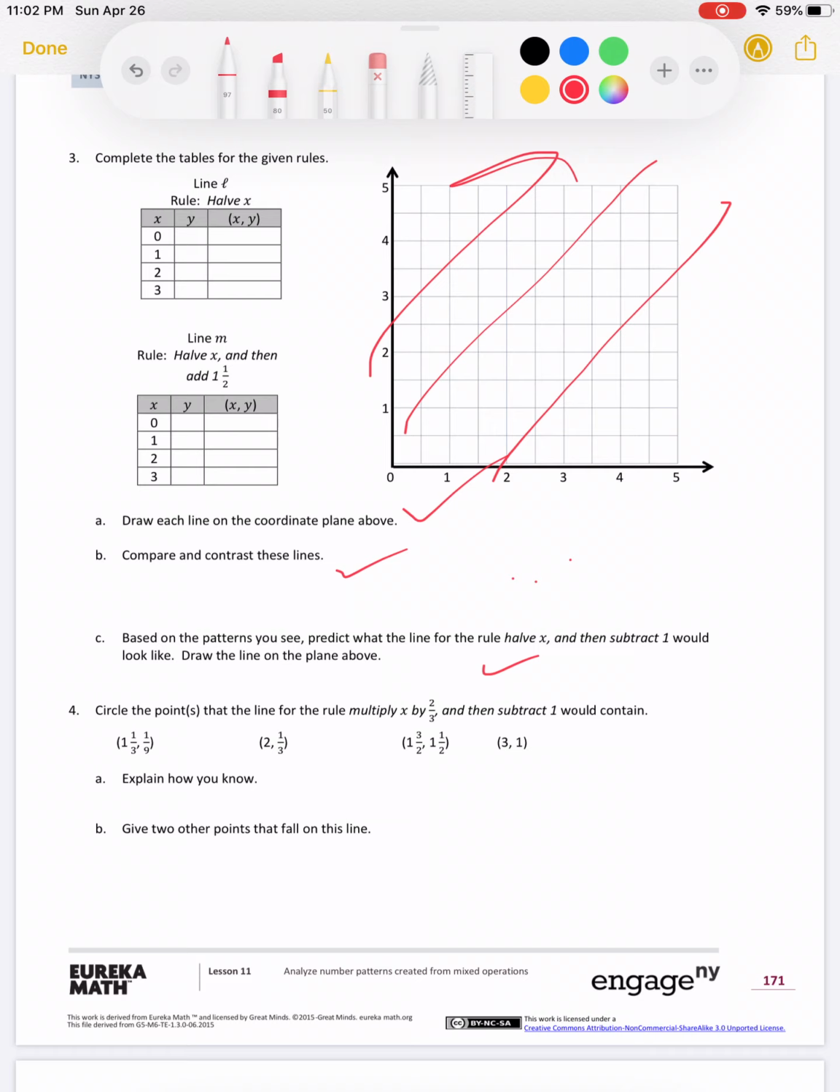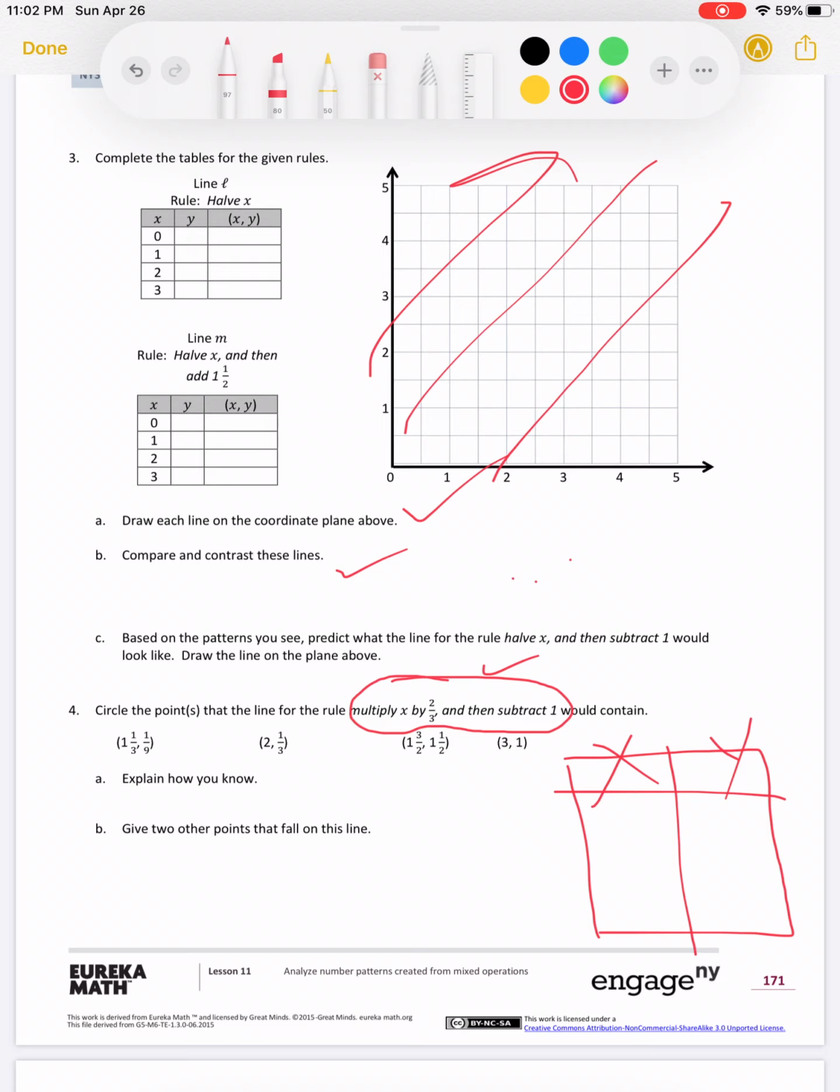All right, number 4 says circle the points on the line which follow this rule. Multiply x by 2/3, then subtract 1. I want you to go ahead and do that. And then explain how you know, and then give 2 extra points on that particular line. You can give any 2 points. You can draw your XY coordinate grid.